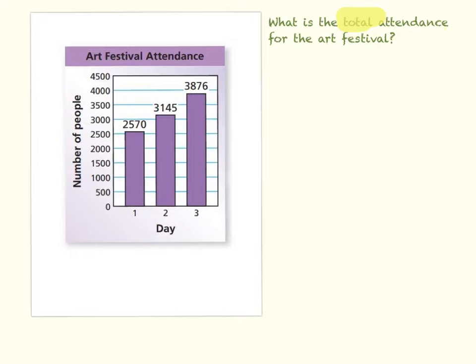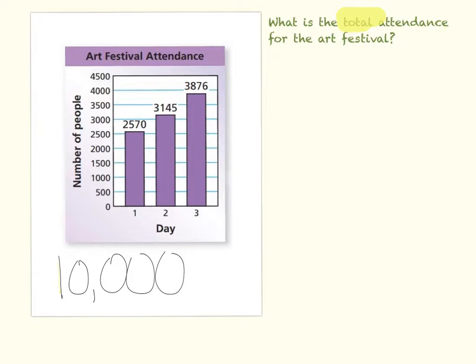So I'm going to make a quick estimate first. I'm going to round this to the nearest 1,000 and say that this is about 3,000. This is about 3,000, so that makes 6,000. And this is about 4,000. So my 6,000 and my 4,000 makes about 10,000. So I'm going to write down that that is my estimate, 10,000 people. And now I'm actually going to add them.